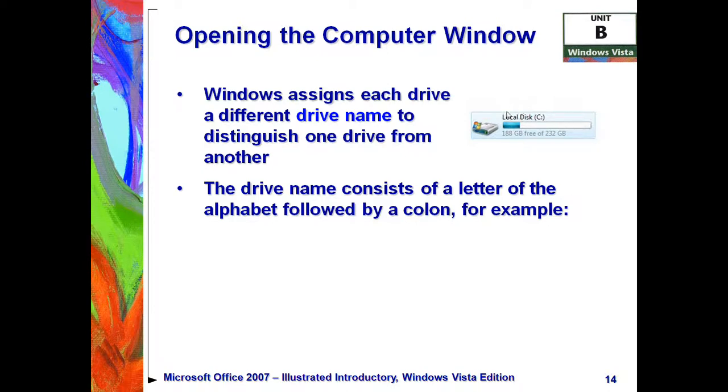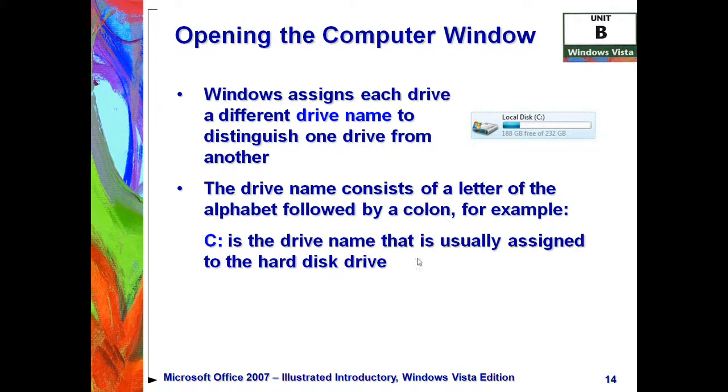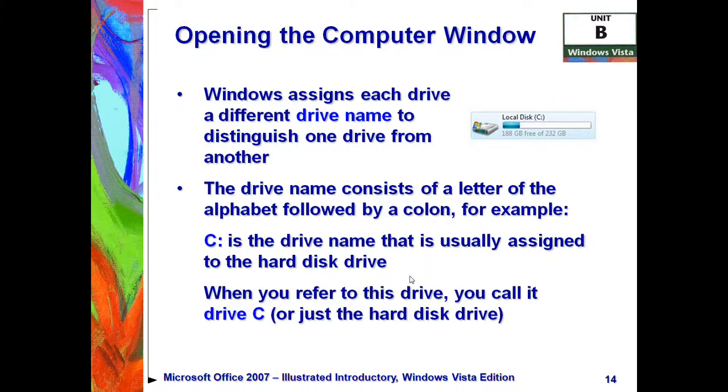Local disk is kind of a generic name, or a common name, or a friendly name, and the actual name of it is C colon. C colon is the drive name that's usually assigned to your primary hard disk drive. If you have multiple hard disk drives, usually the C drive is the one that's going to hold your operating system. When you refer to this drive, typically you're just going to call it drive C, or a lot of times you're just going to call it the hard disk drive.